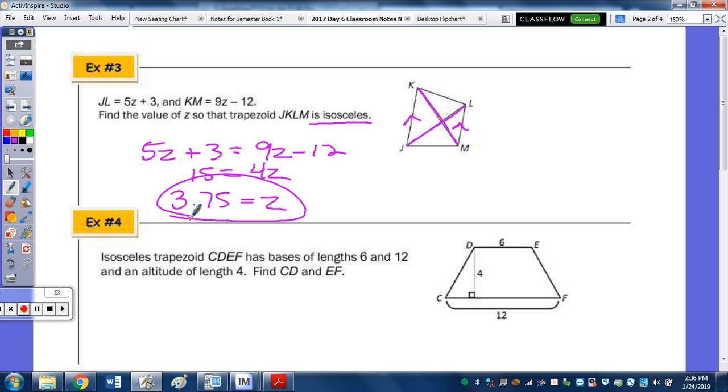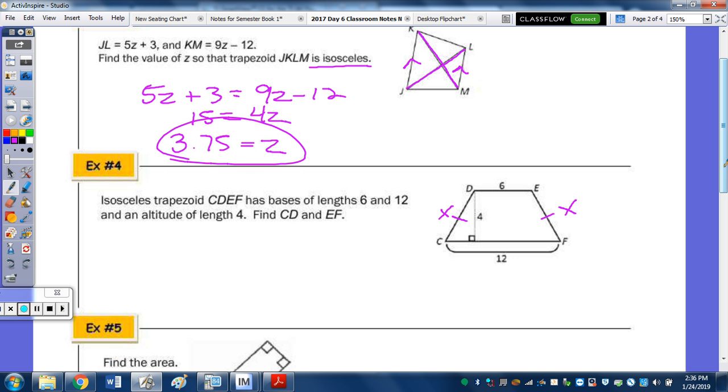We have isosceles trapezoids CDEF in number 4 that have bases of length 6 and 12, which are noted, and an altitude of 4. Find the length of CD and EF. Well, if it's isosceles, I know these two lengths are the same. So when I'm going to solve this question, I'm going to draw another altitude, but I'm drawing it right here so that I split the trapezoid up into two right triangles and a, what's the quadrilateral in the center? A rectangle, because that's 6, 4. So this would be 4, and this dimension down here is 6.